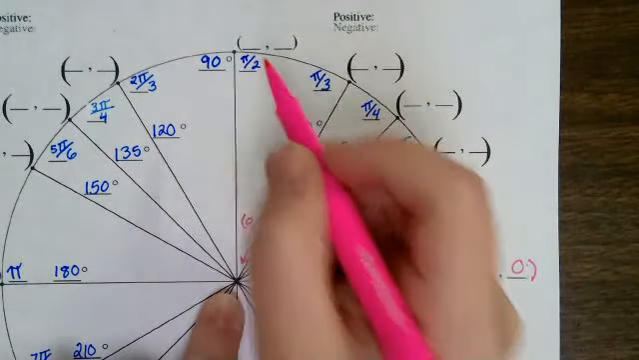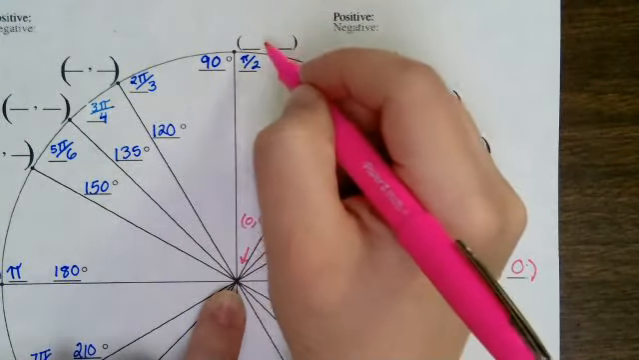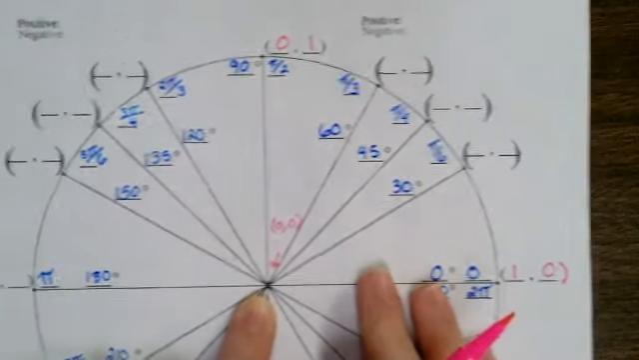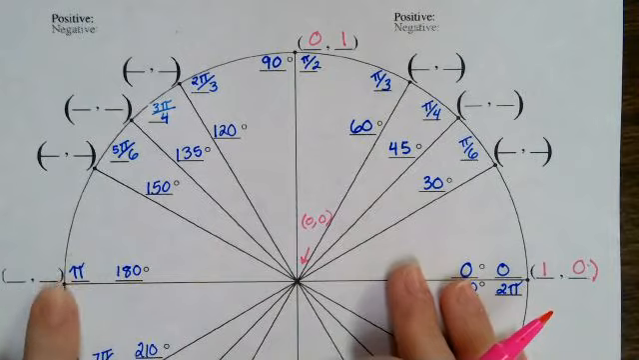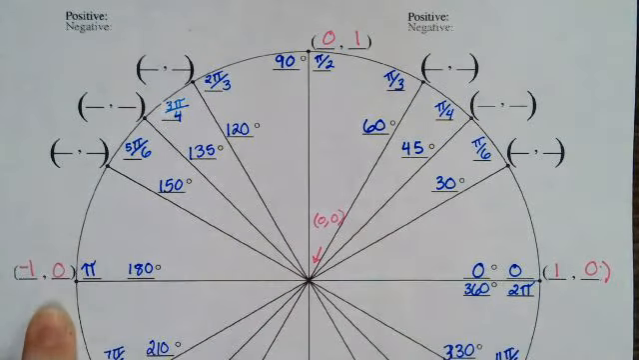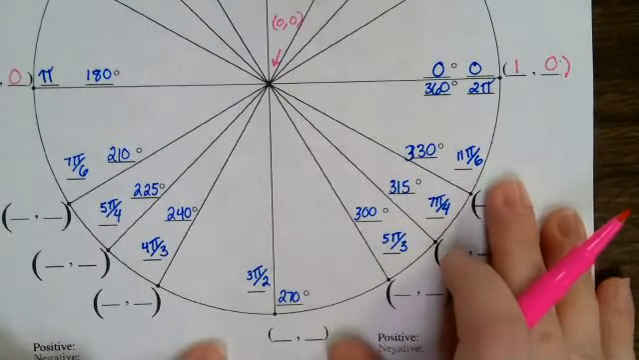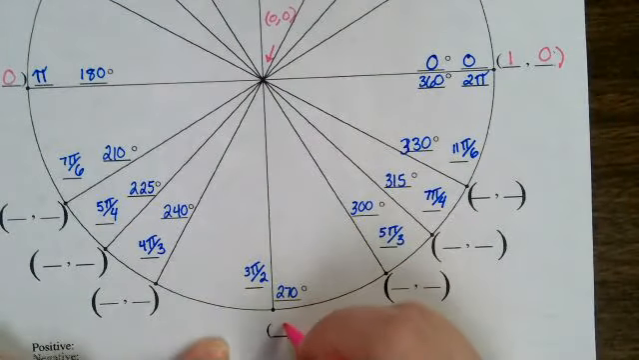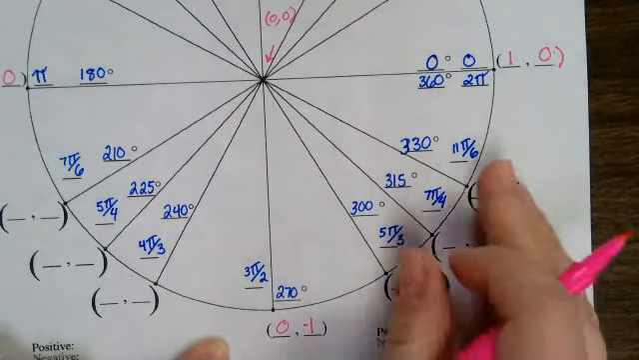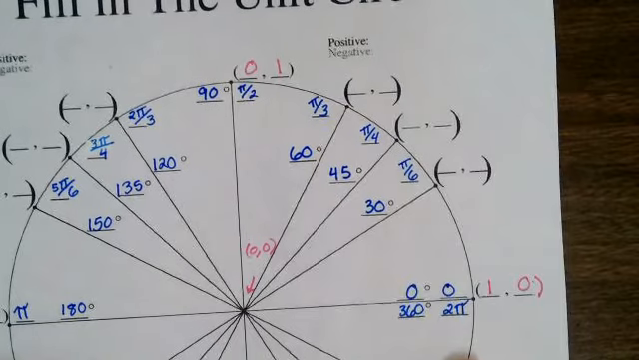Let's go through all the ones on the axes. If I went straight up, this guy right here, the x-coordinate would be 0, the y-coordinate is 1. Go over here to the left: the x-coordinate is -1, the y-coordinate is 0. And then straight down at the bottom, the x-coordinate is 0, the y-coordinate is -1. Okay, so right there we've got the ones on our axes.